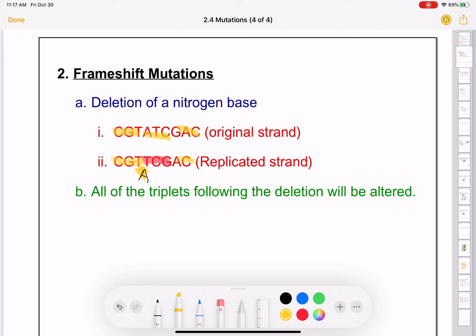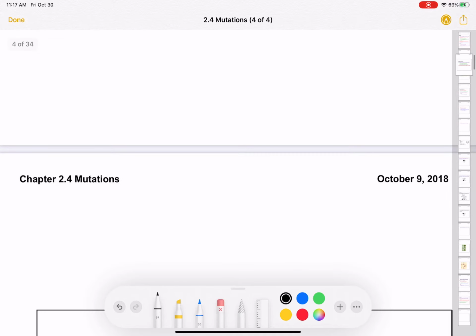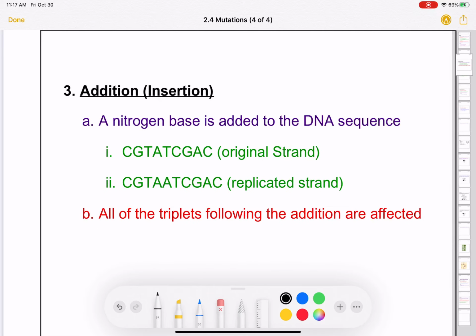So not only is it going to mess up the next codon, but it can mess up the whole rest of the chain of the protein. So all of the triplets following that deletion will be altered. So this could be a major mutation. Frameshift, okay? So huge mutation, huge results. Probably you're going to see a huge difference in what is created.